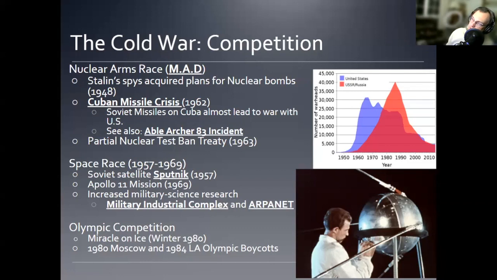The famous Miracle on Ice, the Winter Olympics of 1980, where the US beat the Soviet ice hockey team, has also gone down as an example of American determination. Sports competitions aren't just for the Rocky movies. They're also a big part of actual Cold War diplomacy.